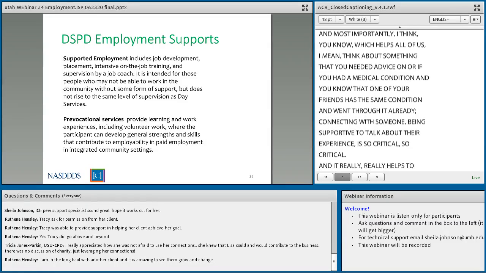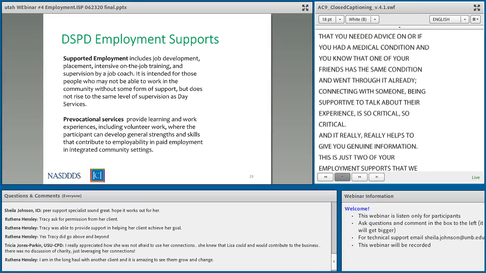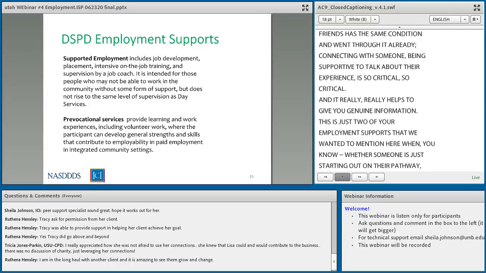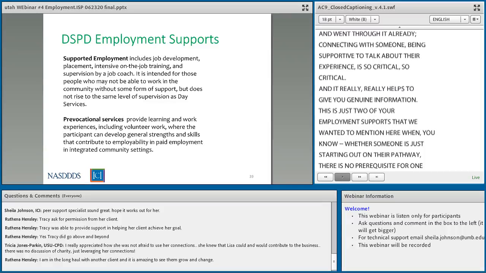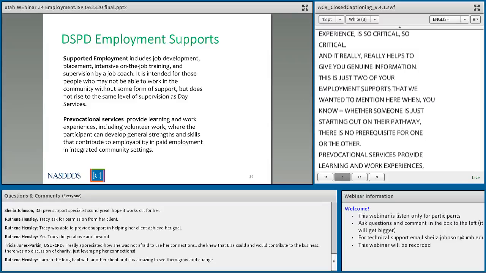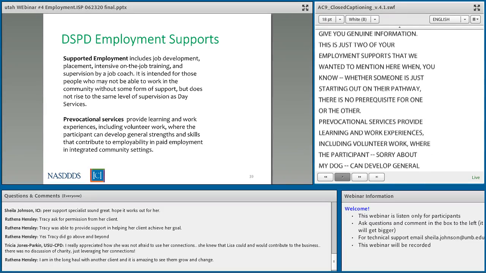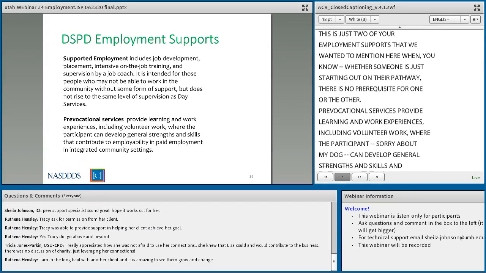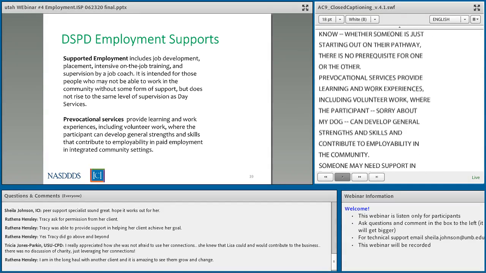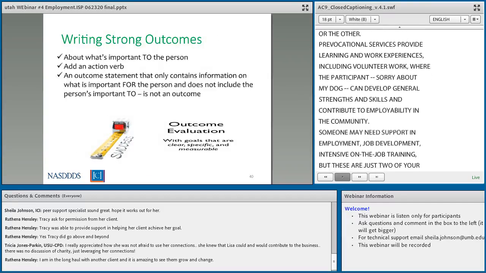This is just 2 of your employment supports that we wanted to mention here, whether someone's just starting out on their pathway. There is no prerequisite for one or the other. Pre-vocational services provides learning and work experiences, including volunteer work, where the participant can develop general strengths and skills and contribute to employability in the community. Someone may need support in employment, job development, intensive on-the-job training, but these are just 2 of your employment supports, but there are many others to start a person on that pathway.